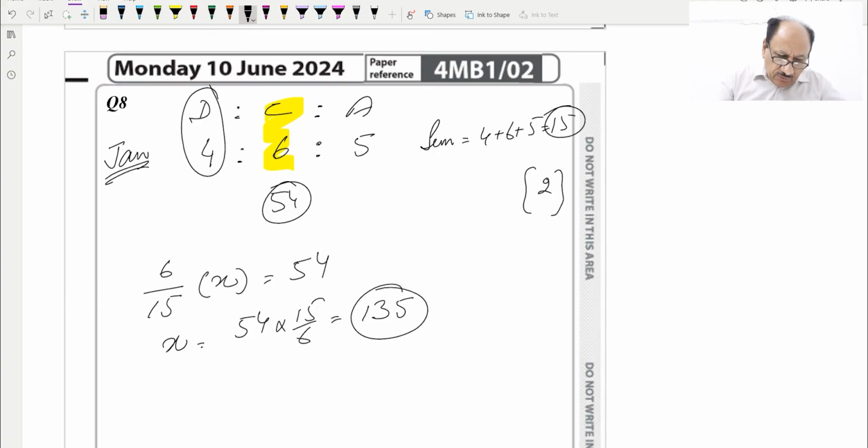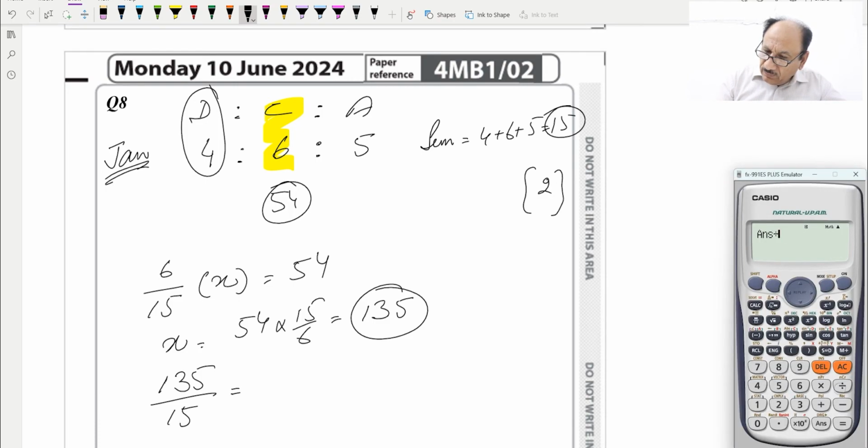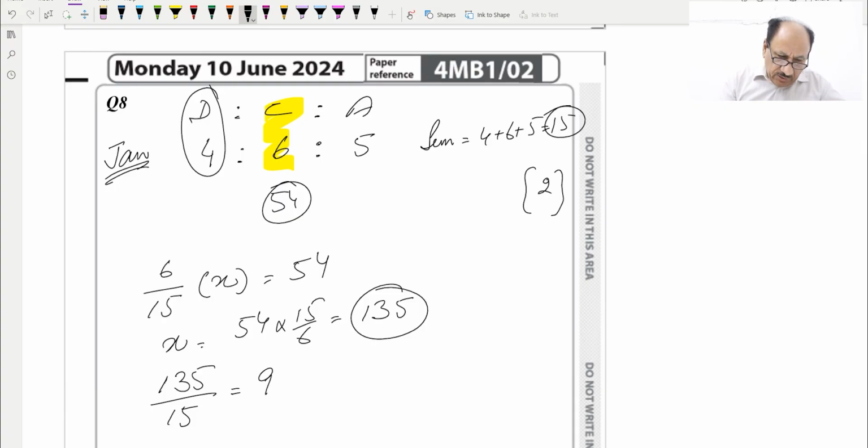So total are 135. Now 135 divided by 15, because the sum of ratios is 15, so we will find the unit. So 135 divided by 15, 1 portion will be 9, and diver watch is having 4 portions, so we can write 9 into 4 is equal to 36, and 36 will be our final answer for this question.